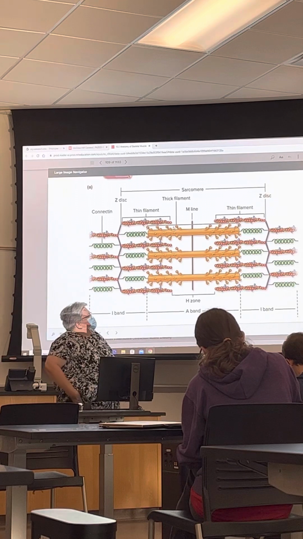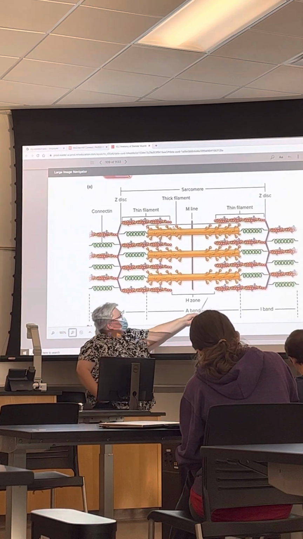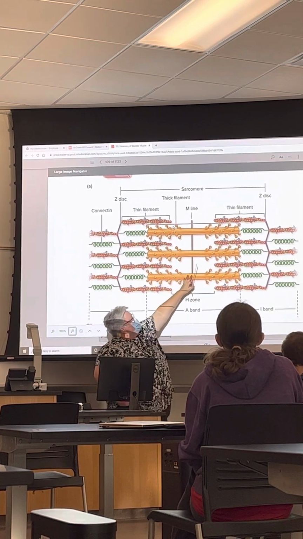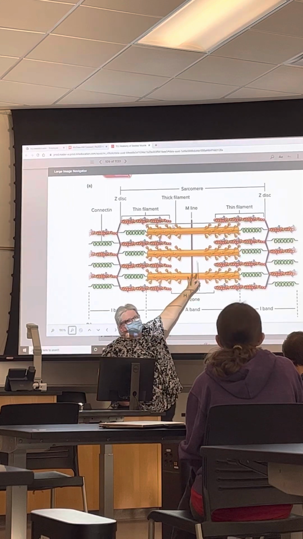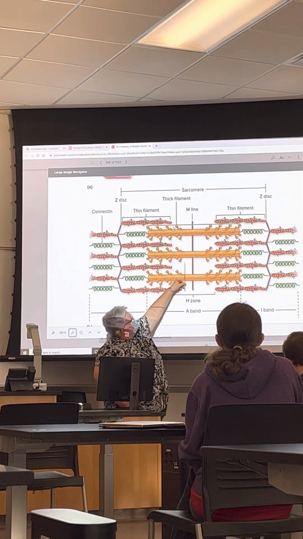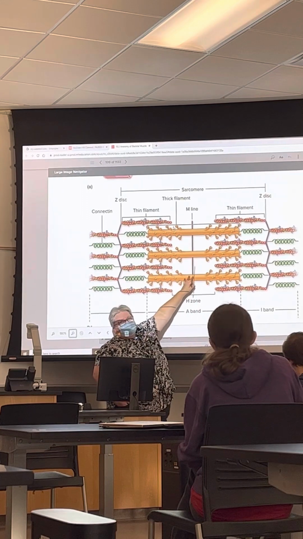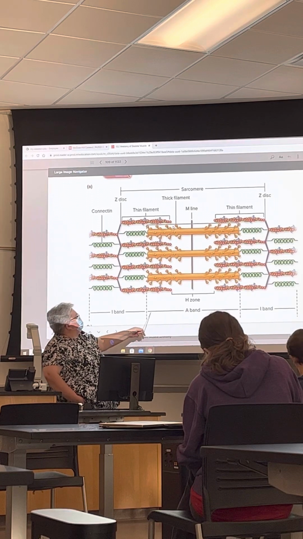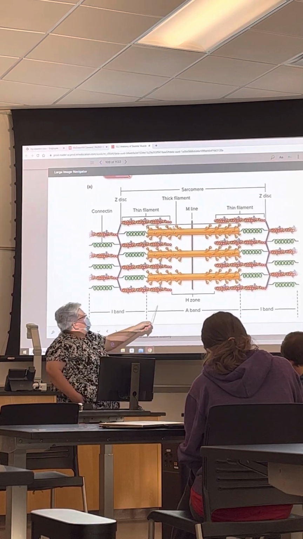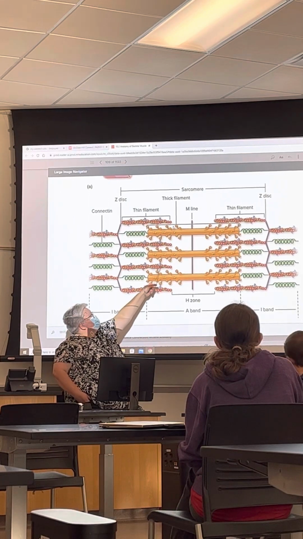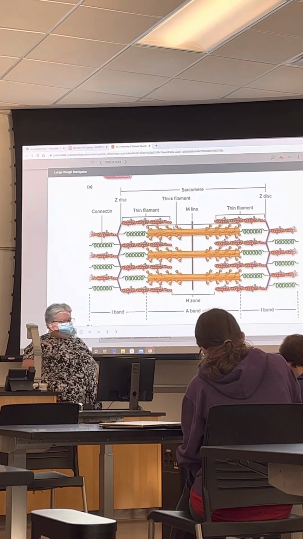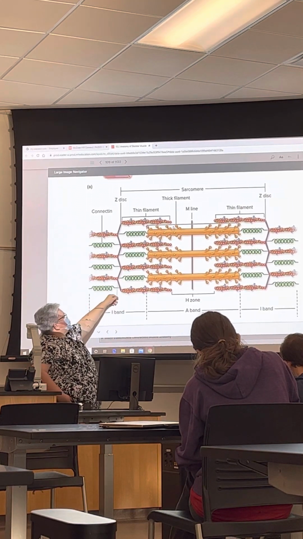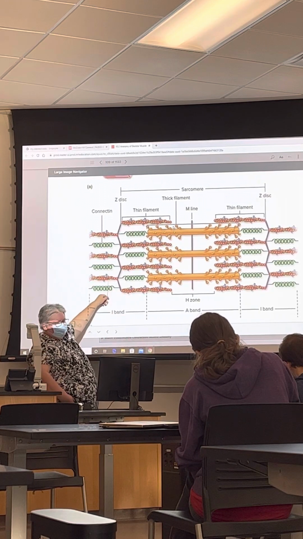Okay? Now within this sarcomere, we've got our M line, which is for middle, our middle line. Okay? We've got our H zone, and if you see our H zone only has myosin filament in it. Only myosin. Okay? There's no actin in the H zone. The A band here has actin and myosin in it. And then the I band only has actin and connectin in it.